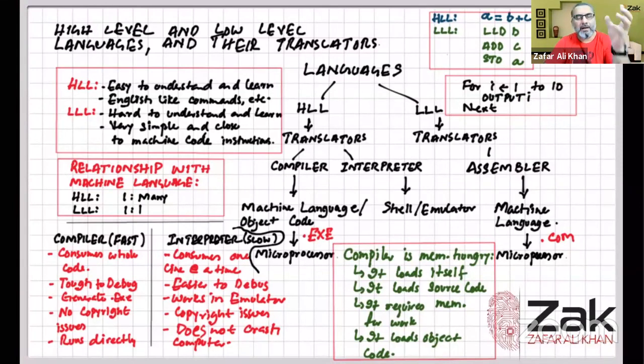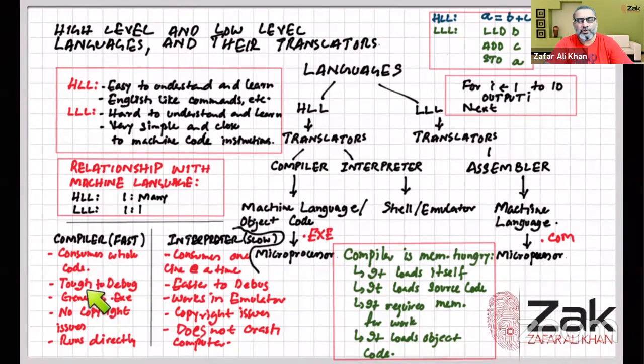So interpreter is way slower, whereas compiler is much faster because compiler works as fast as the microprocessor, but interpreter works slow. So now the differences between interpreter and compiler. Compiler consumes the whole source code.